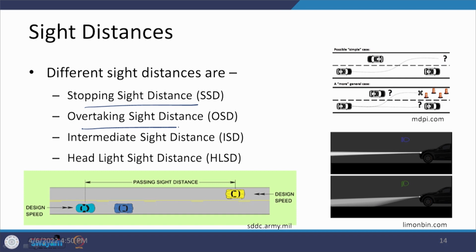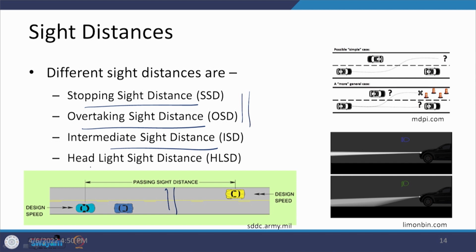There is an overtaking sight distance, where a vehicle which is desirous to overtake a slow moving vehicle can do that while maintaining the safety of each and every vehicle in all of those lanes, as being shown here at the bottom. The intermediate sight distance is something in between the stopping sight distance and overtaking sight distance. When we take up these distances, it will become clearer to you what exactly the intermediate sight distance is and where it is provided.